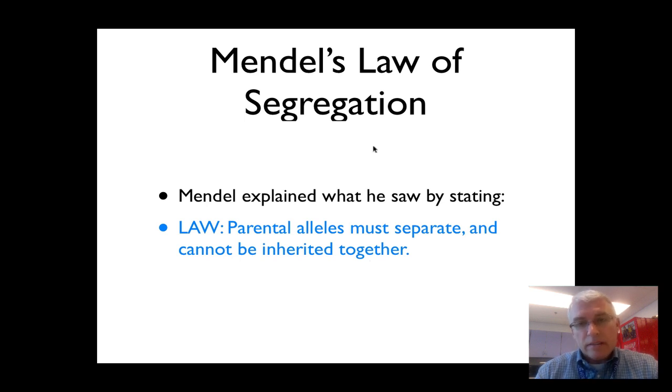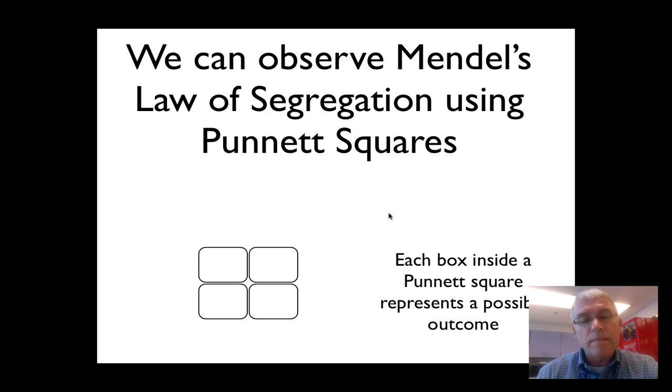Mendel also figured out something called the law of segregation. You can state Mendel's law of segregation by saying that parental alleles must separate and they cannot be inherited together. Now, the easiest way to see this is in a Punnett square. You probably have heard of Punnett squares, but remember, I'm pretending you don't know anything about them. A Punnett square is a series of boxes, and each box represents a possible outcome for offspring. So in the case of this Punnett square here, we have 4 possible outcomes. So each box represents 25% of future generations.